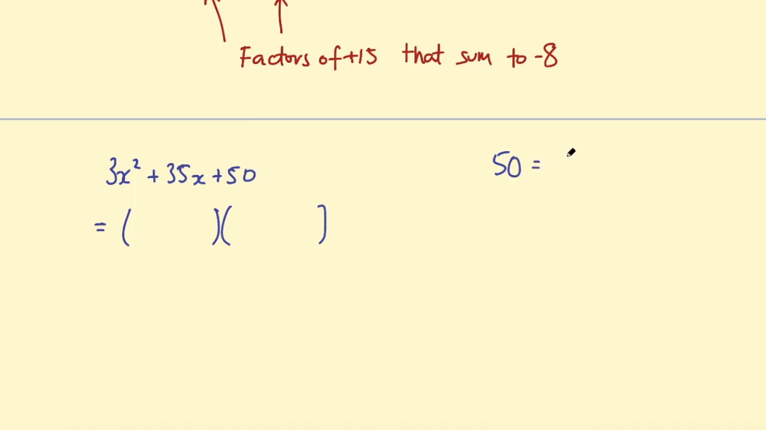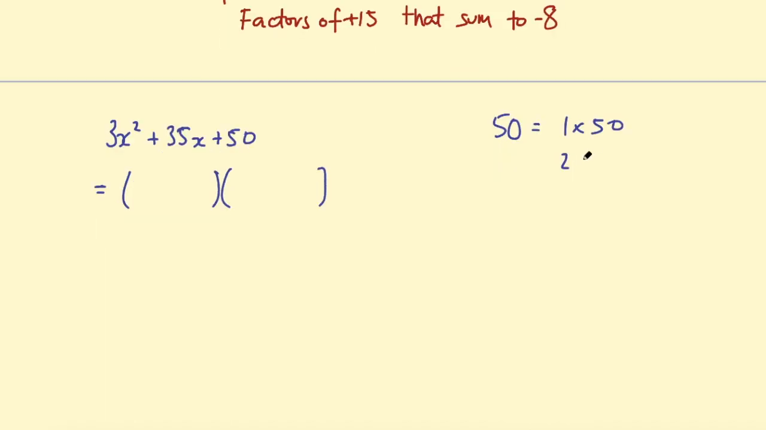So the factors of 50 are 1 times 50, 2 times 25, and 5 times 10. I think that's all the factors of 50. 7, 8, 9 don't go. Okay, so I need two of these factors to make 35. But also remember that because of that coefficient of x, one of them has to be multiplied by 3.